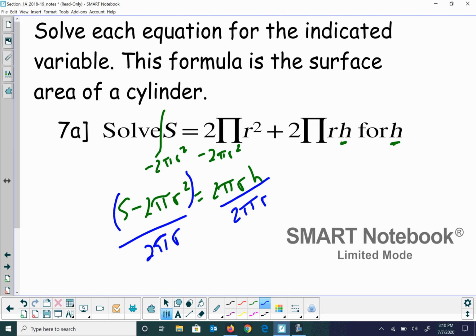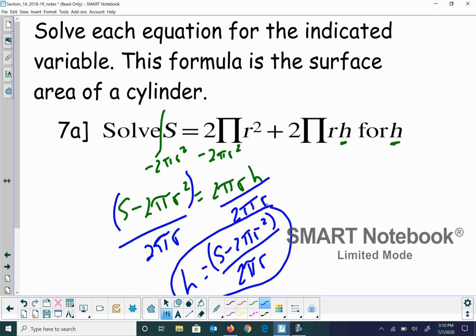and as long as you keep that grouped, it should be good. So h is equal to s minus 2 pi r squared. And keep that in parentheses. No reason to start canceling, because we have basically on top an entire equation. So I don't want to go start dividing out the pi's and the r's. And I'm going to divide that by 2 pi r. And there's our answer. And again, notice I kept it in parentheses.